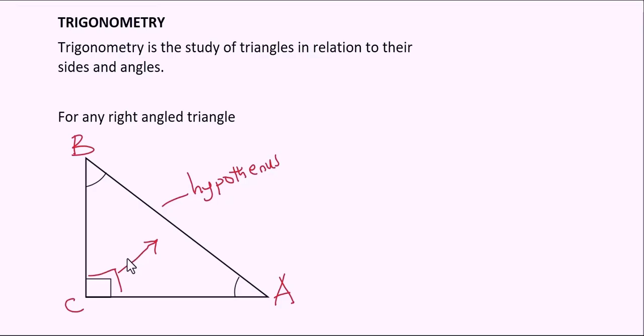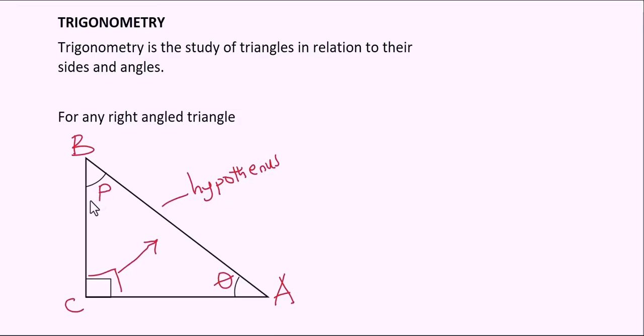Then the next thing we need to note is the angles in the triangle. So let's say we have angle theta here. This angle here measures theta. Maybe it can be 45 degrees, 60 degrees, or 30 degrees, whatever angle. And this other angle measures P.